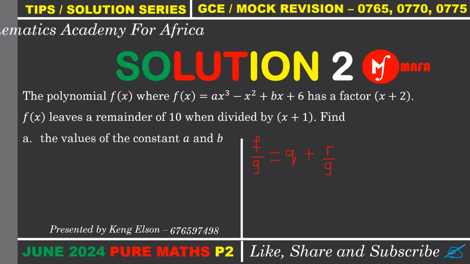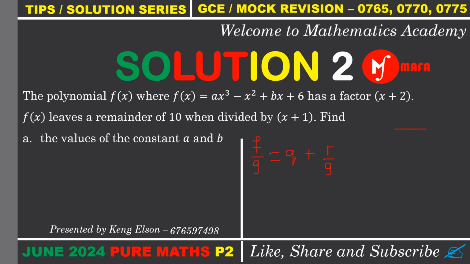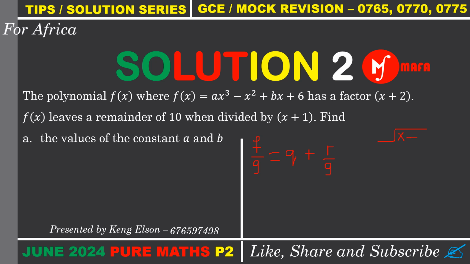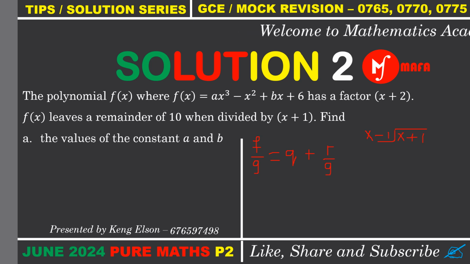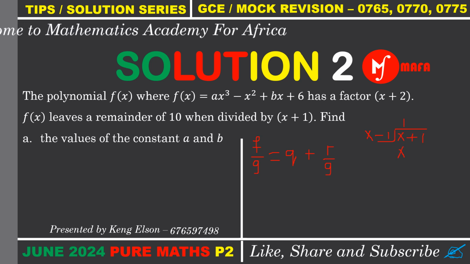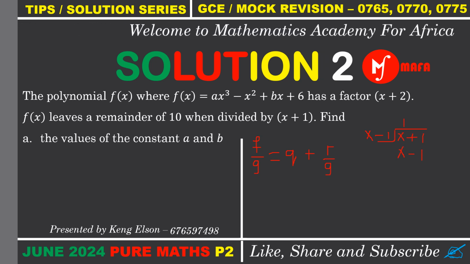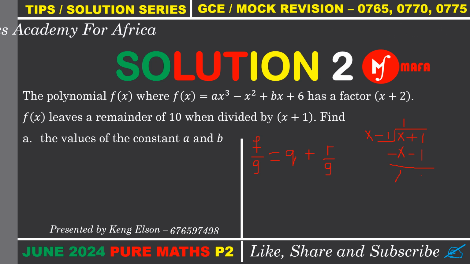So whenever you do what you call long division, for example, let me just take a very easy polynomial, x plus 1, and I divide by x minus 1. What do we do? X divided by x is 1, times x is x, and 1 times negative 1 is negative 1. Now we subtract. Here we have 0. 1 minus negative 1 is 2.